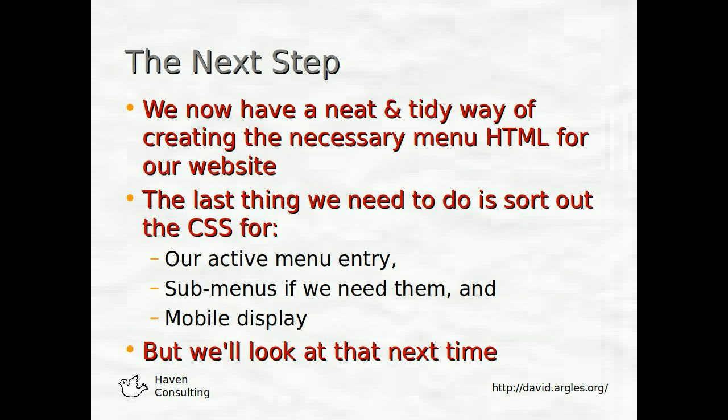So we now have a neat and tidy way of creating the necessary menu HTML for our website. The last thing we need to do now is to sort out our CSS file. We need to be able to sort out our active menu entry. We need to sort out the displaying of submenus if we need them, and there's something else we haven't tackled so far, which is how are we going to do our menus for mobile display. So far our menus are short enough and our menu entries are short enough that we've got away with just doing an ordinary version of the big option of our menu. But typically when we get to mobile display we need something a little different. We'll think about that next time.